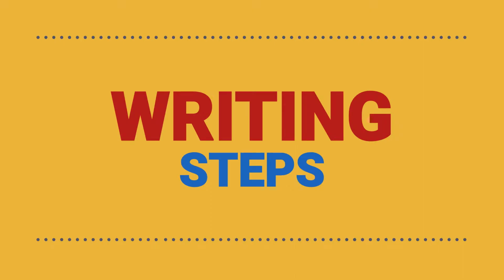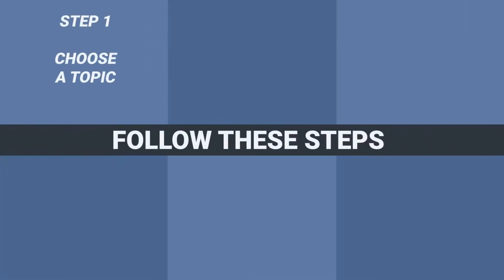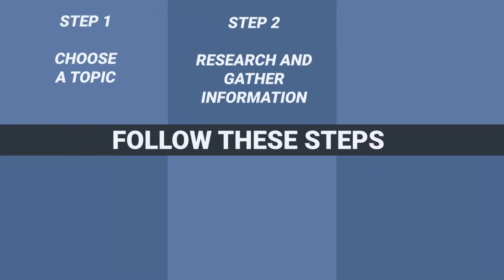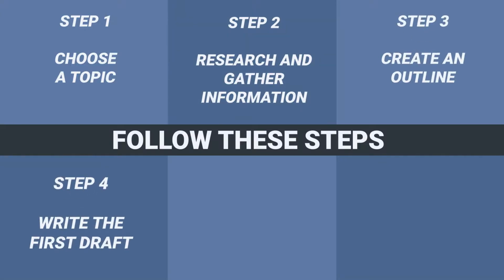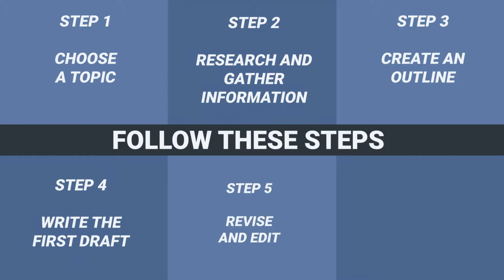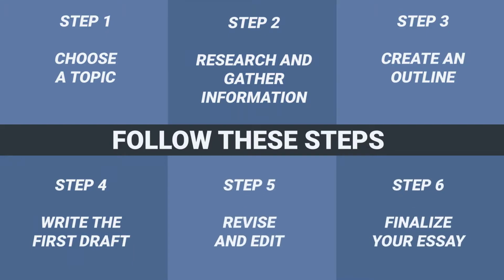Follow these steps to write your essay. Step 1, choose a topic. Step 2, research and gather information. Step 3, create an outline. Step 4, write the first draft. Step 5, revise and edit. Step 6, finalize your essay.